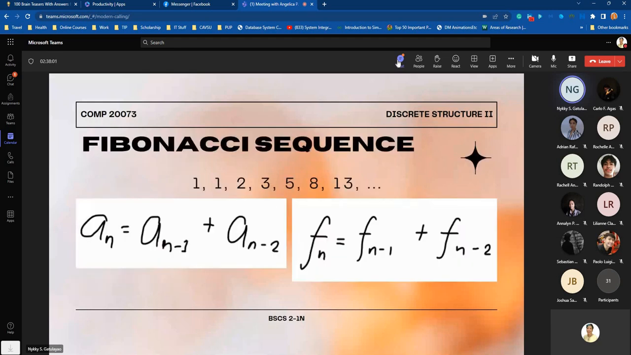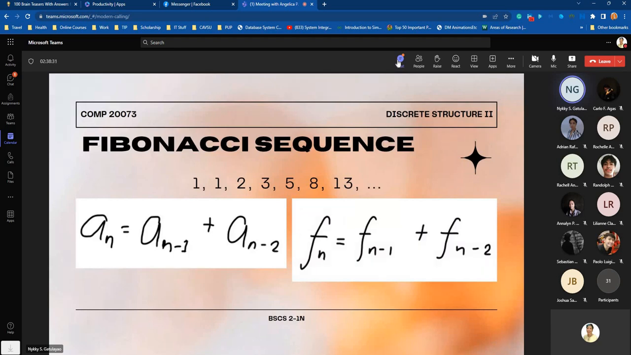A Fibonacci sequence is a series of numbers in which each number is the sum of the two preceding numbers. So we start off with 0 and 1, and the next number in the sequence is always going to be the previous two added together. So 0 plus 1 is 1, 1 plus 1 is 2, 1 plus 2 is 3, 2 plus 3 is 5, 3 plus 5 is 8, 5 plus 8 is 13, so on and so forth. So that's the counting sequence.